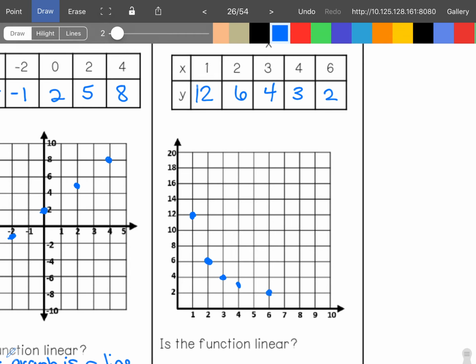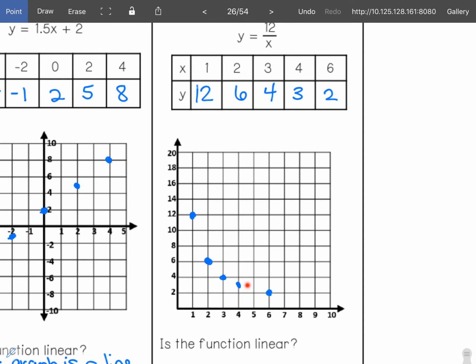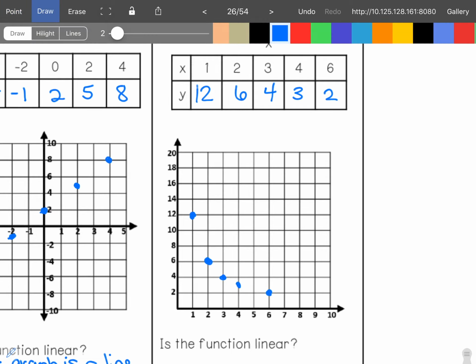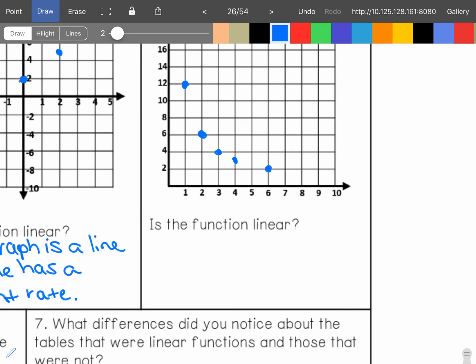So that looks like that line got smashed, doesn't it? Because it's like, whoop, just like this. Okay. That's a different type of function. So is it a line? Is it linear? No. So we say graph is not a line.